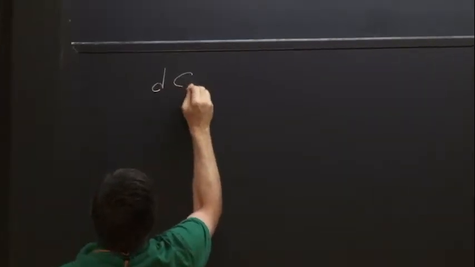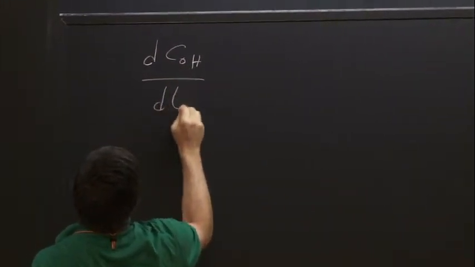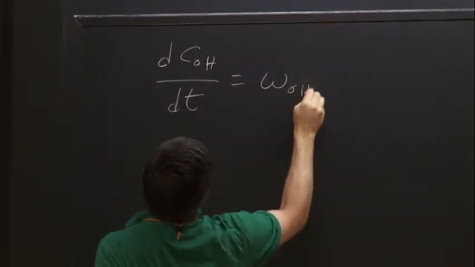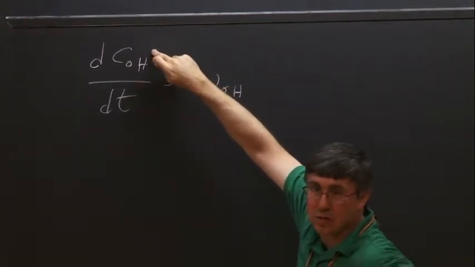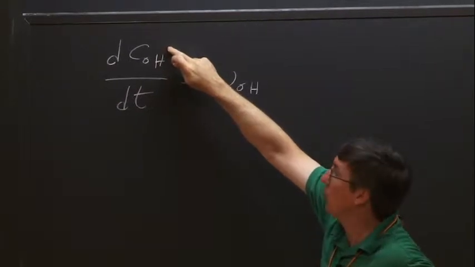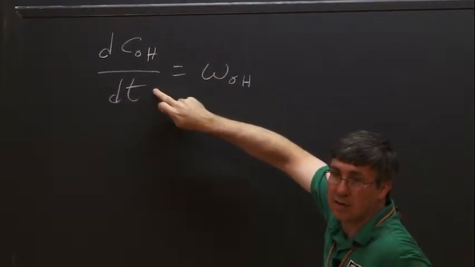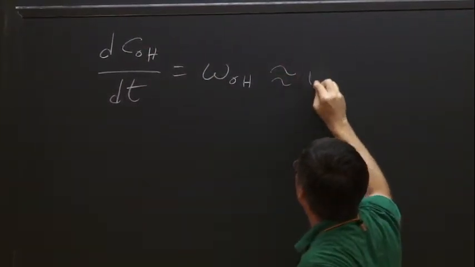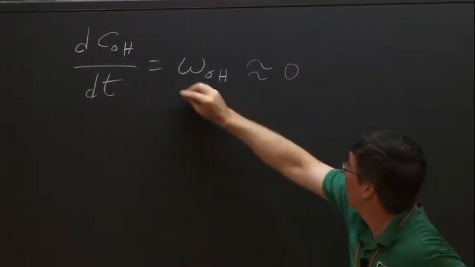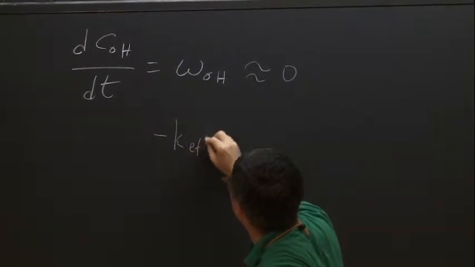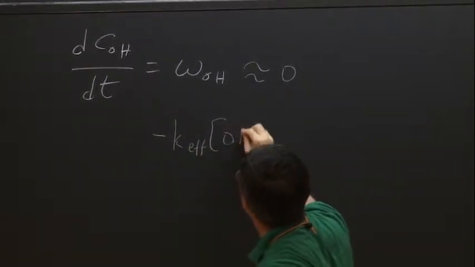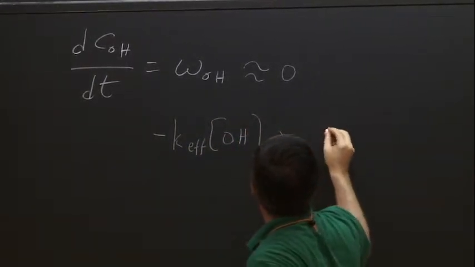I had the equation d concentration of OH dt equal to omega of OH. And what I'll say is, well, I think the concentration of OH is tiny. So therefore, its rate of change is also going to be tiny. So therefore, I'll say this is about equal to 0. And then I have an algebraic problem. So this has negative some k effective times the concentration of OH, and then it has plus some terms that make OH.